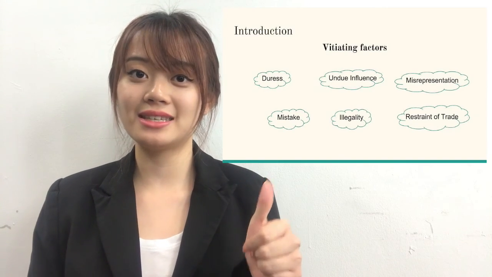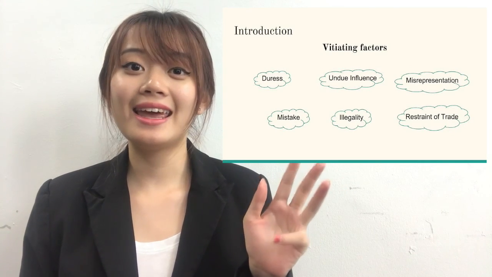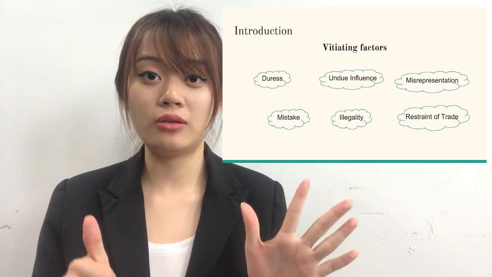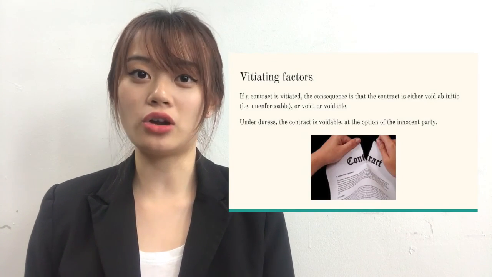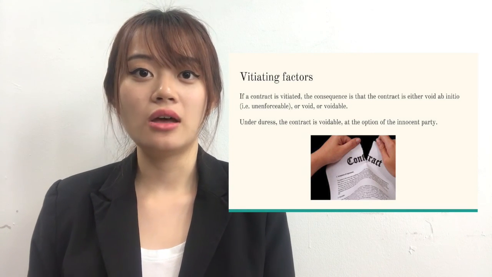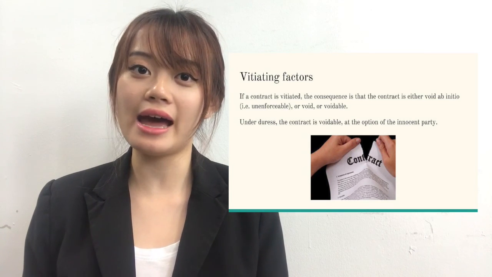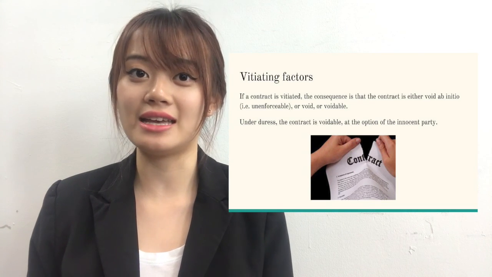There are various vitiating factors that may vitiate a contract. First of all, duress, undue influence, misrepresentation, mistake, illegality, and restraint of trade. In this presentation, our main focus is duress as a vitiating factor of contract under English and Malaysian law. If a contract is vitiated, the consequence is that the contract is void ab initio, meaning that it is an agreement that is legally unenforceable because it is regarded as a nullity.